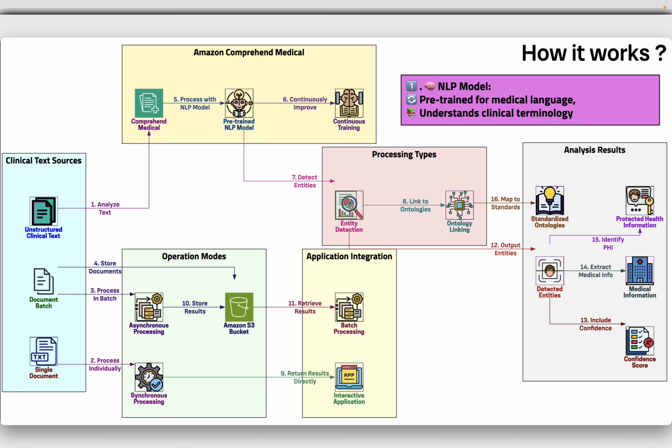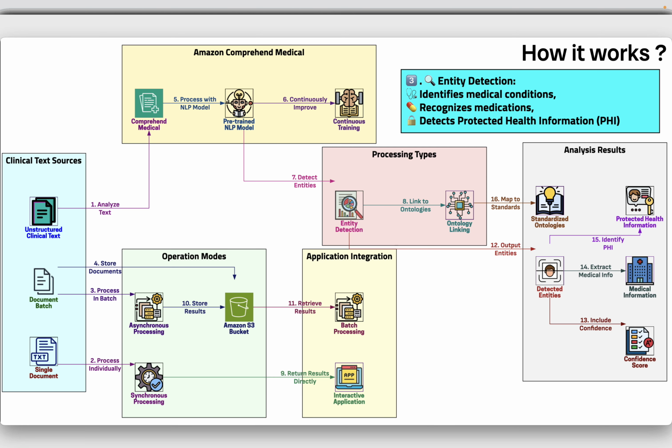So how it works? So first is the NLP model. Amazon Comprehend Medical uses a natural language processing model that has already been trained to understand medical language. Analyzes text. It is designed to read and understand clinical text that is not structured, like doctor's notes. Entity detection. So the system identifies important pieces of medical information called entities. These can be things like medical conditions, for example, diabetes, medication, for example, insulin, or protected health information, for example, patient names.